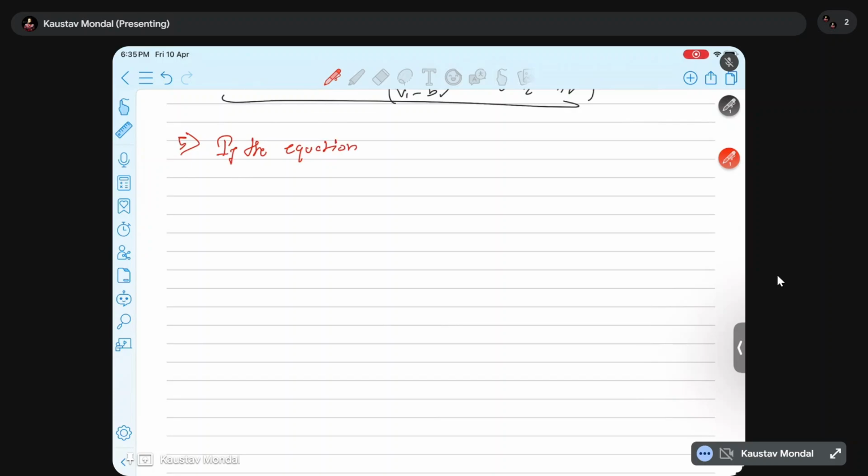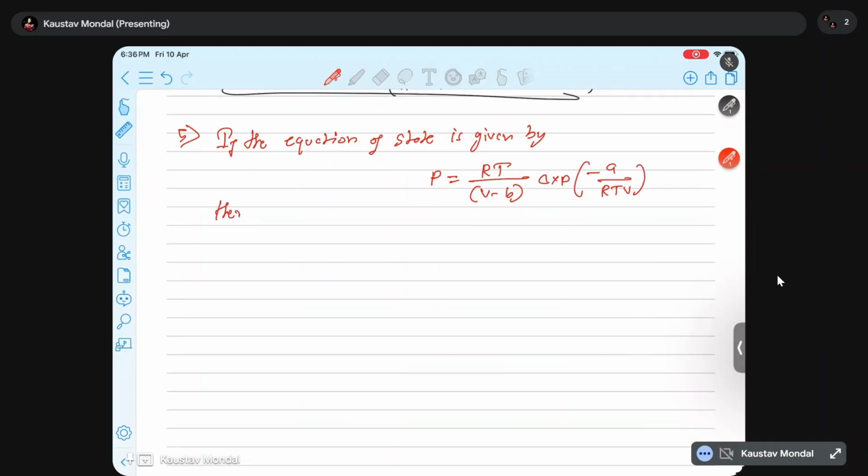The equation of state of a gas is given by P equal to RT/(V minus b) into exponential of minus a/RTV. In that case, we have to calculate the critical volume and critical temperature.